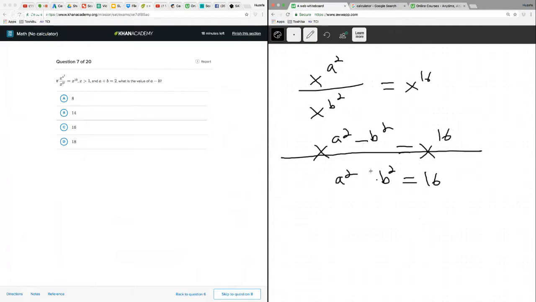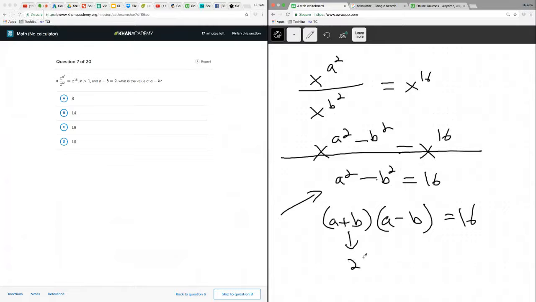Why is this here? We have to find a minus b. We know a plus b, because this, my friends, is a difference of squares. You can always factor a difference of squares to be a plus b: the root of this plus the root of this, times the root of this minus the root of this. Oh, very nice. Now we know a plus b equals 2, so I'm going to replace this with 2.